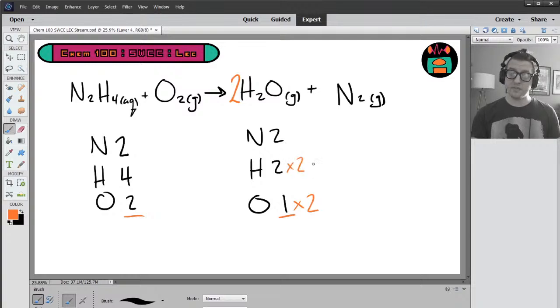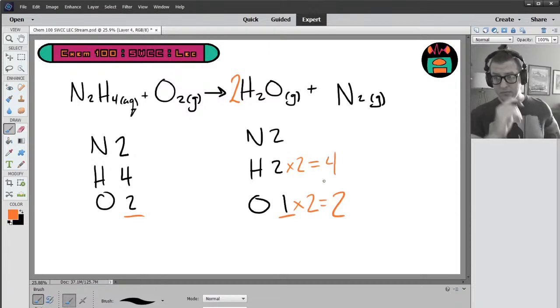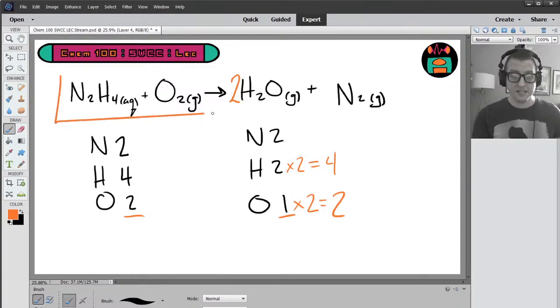But it also changes my hydrogen count. And you'll notice, in this case, it actually balances the entire reaction in one fell swoop. You hit that water with a 2, and the whole thing's balanced. So this is the balanced chemical equation.